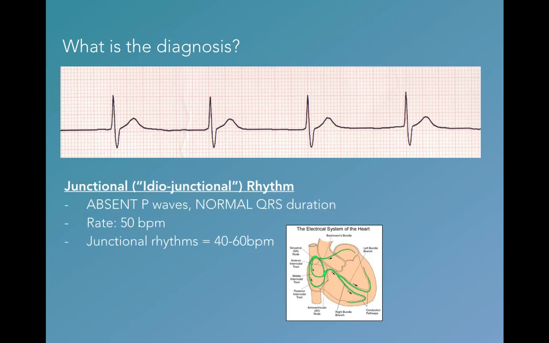So this is what a junctional rhythm looks like. As I said, no P waves, normal QRS duration. The rate's about 50. Junctional rhythm, as you now know, is between 40 and 60, so that should make complete sense. Now, what if there was a P wave? Well, then it would just be sinus bradycardia, assuming that everything else was normal.